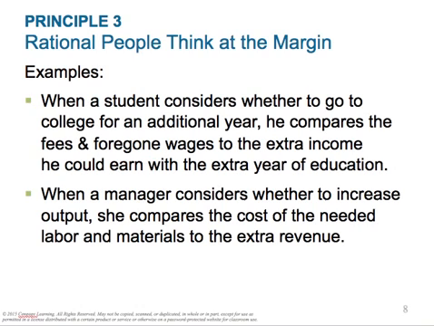Examples of this principle are when a student considers whether to go to college for an additional year, he compares the fees and foregone wages, the opportunity cost, to extra income he could earn with an extra year of education. Another example is when a manager considers whether to increase output, she compares the cost of needed labor and materials to extra revenue.